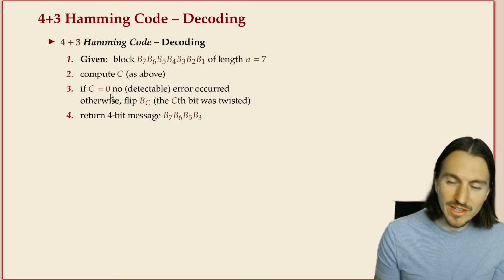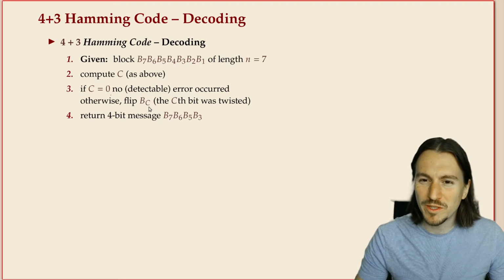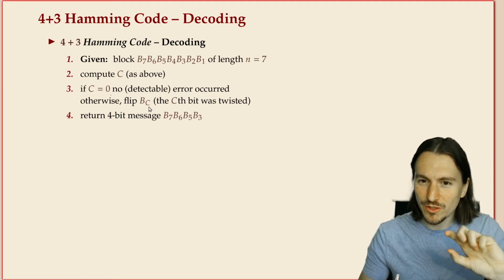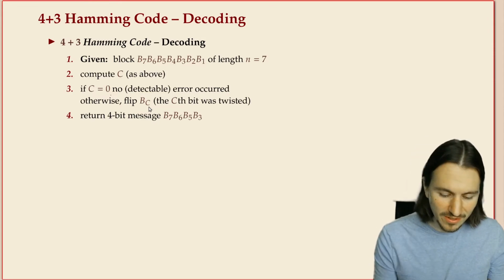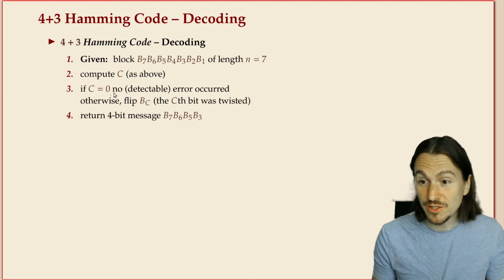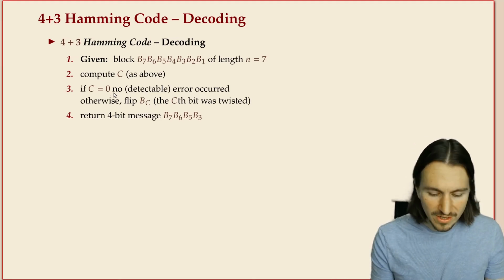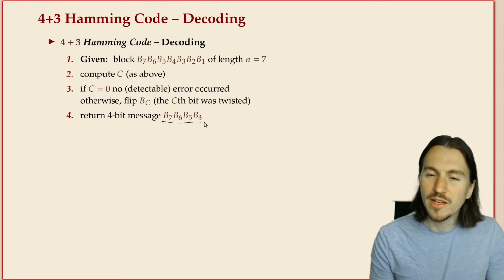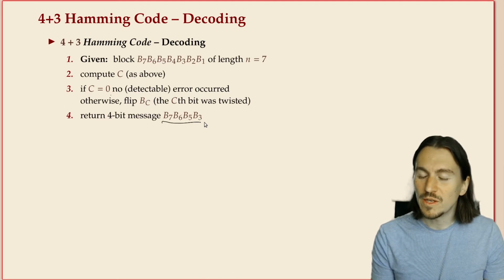Otherwise, if your C is not 0, you know exactly which of the bits was twisted, and so you just flip that again, undo the mistake, and that's it. Then you're back to a code word that has C equal to 0, so it's a valid code word of the Hamming code. And then you just have to take out the appropriate positions. That's the message bits from your Hamming code. That's the decoding step.